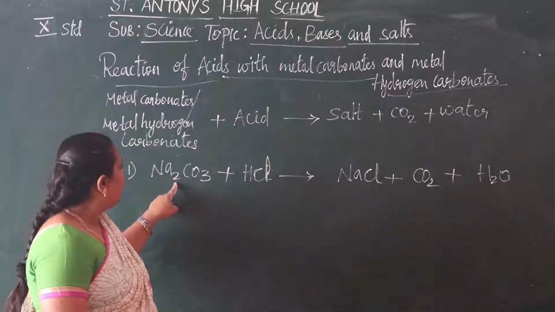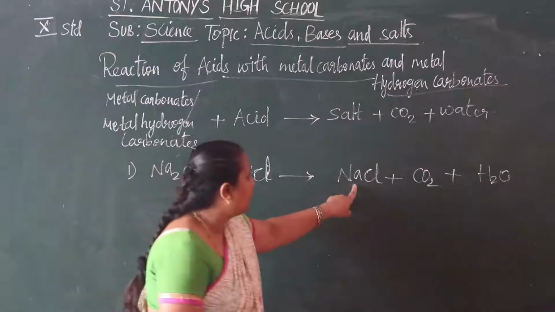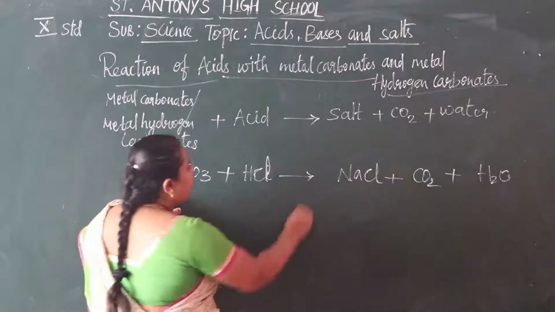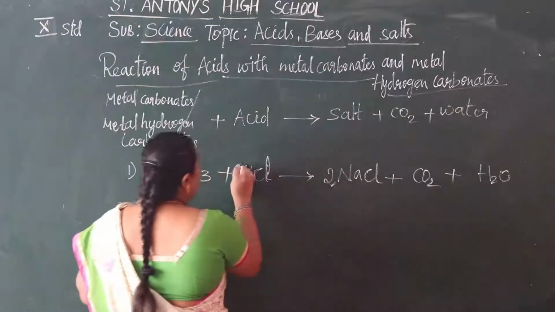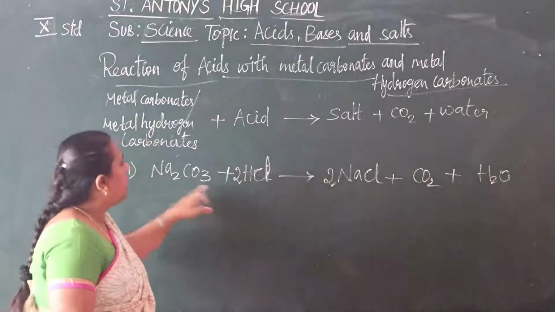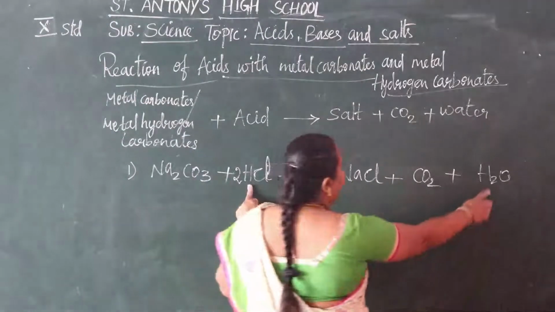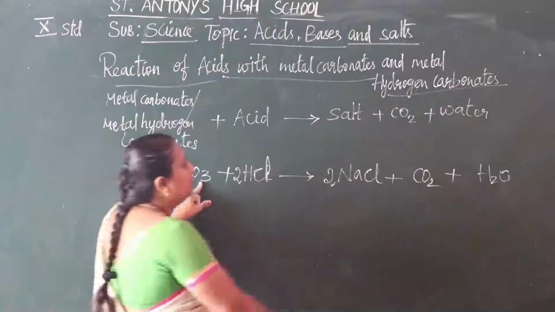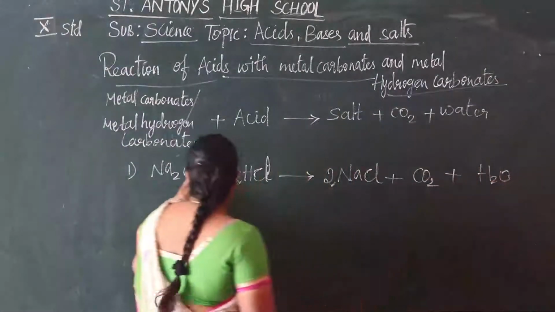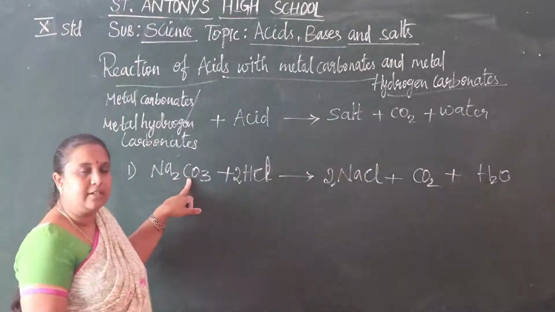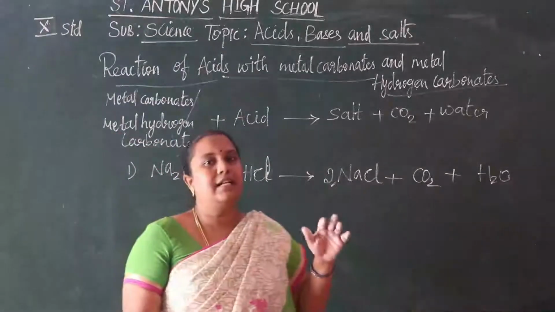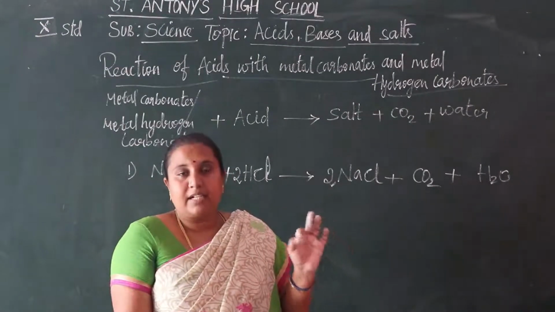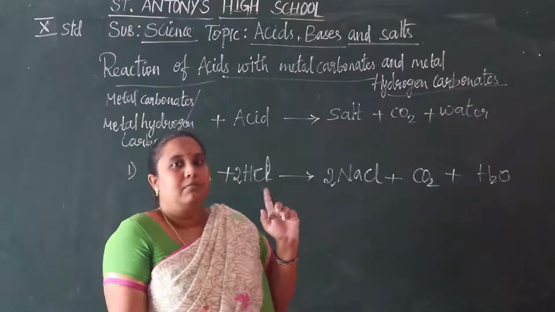Sodium is 2 here, only 1 on the other side. Chlorine is 1 here and 1 there, so we write 2 here, then 2 there. Now hydrogen is 2 on both sides, so it is balanced. Oxygen is 3 on both sides, 2 plus 1, and carbon is 1. Now it is balanced. First you should write the equation, then balance it, and for that you should know the correct molecular formulas of the compounds.